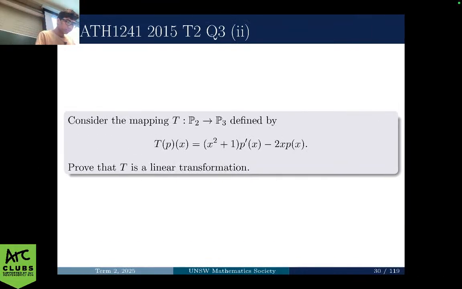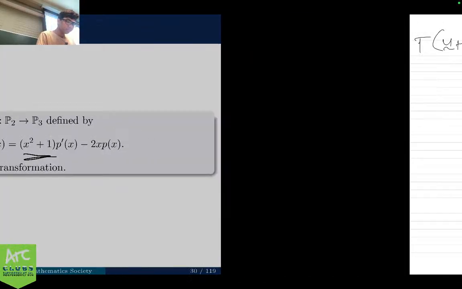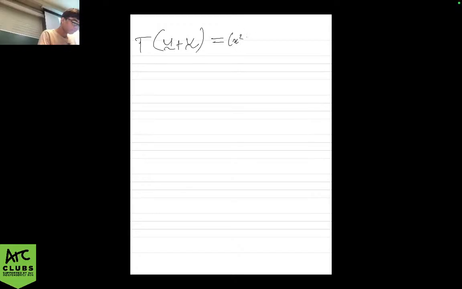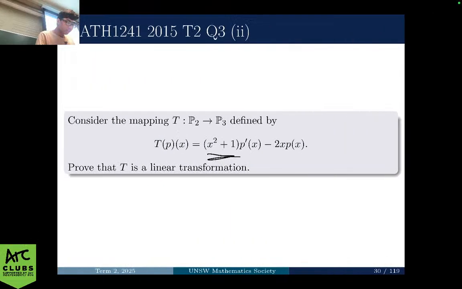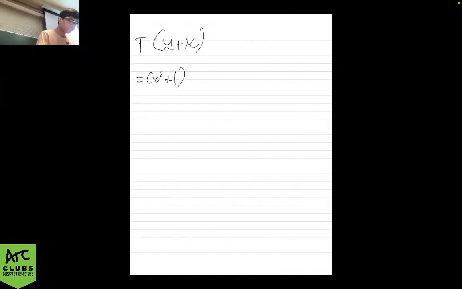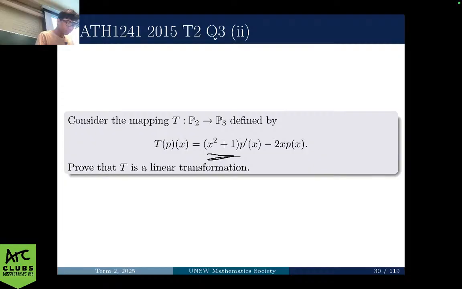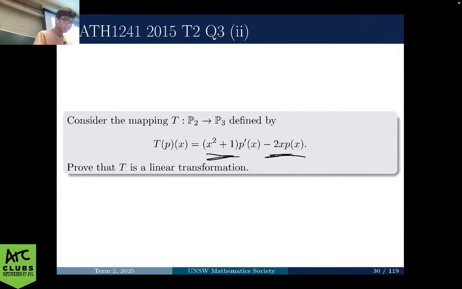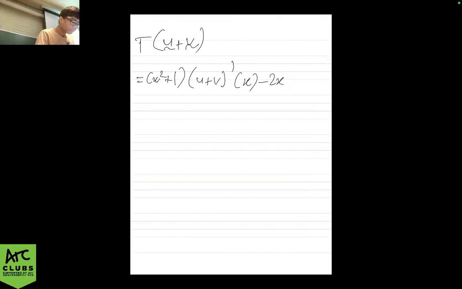So if I have a transformation of, and let's say I just do u and v, then I'll go back to my equation here. That is x squared plus 1. That bit won't change. I might even write it on the next line here, just so I have space. X squared plus 1. Then instead of p dash, I'm going to have (u plus v) dash of x. And then minus 2x p of x, so it's minus 2x. Instead of p of x, again, it's (u plus v) of x.